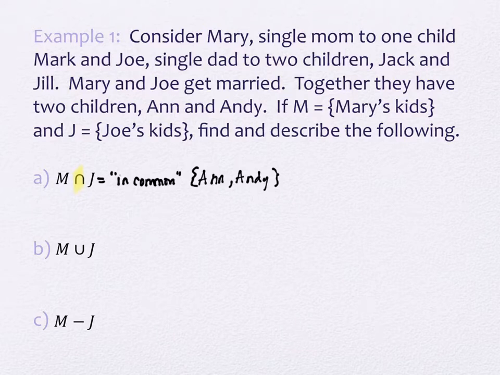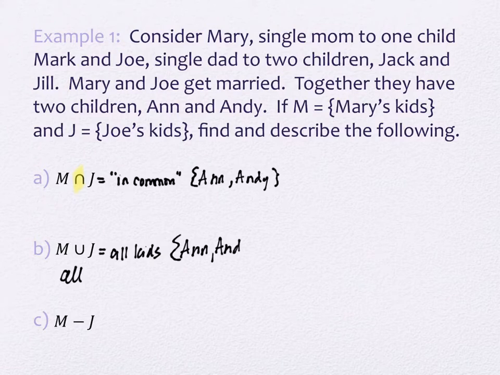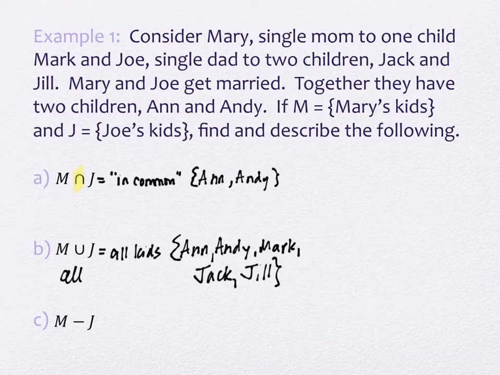How about the union? All of them. So this is like the family picture, right? The union is the family picture. So this is all kids. So let's see. We have the Ann and Andy we already had before, so I'll write them first just because I mentioned them a minute ago. Who else do I have? Mark and Jack and Jill. So we get all of the kids.